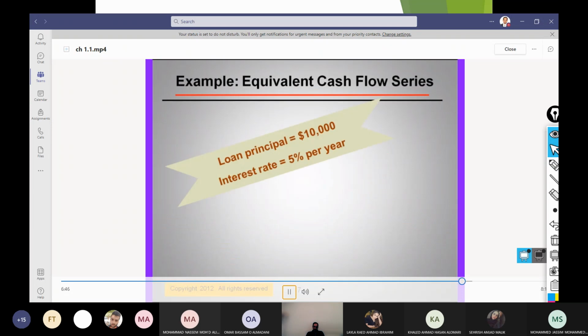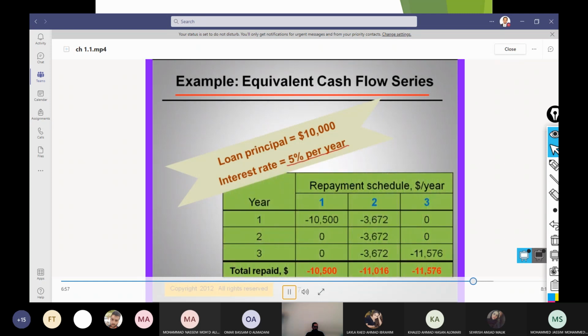In a similar fashion, different cash flow series can be economically equivalent to each other. Let's assume that $10,000 is borrowed today at an interest rate of 5% per year. Here we see 3 repayment schedules. They are all equivalent because they have a current value of $10,000 when the time value of money is considered. As you can see, the timing and amount of each repayment over the 3 years is different for each schedule. The techniques to determine these amounts are discussed later.